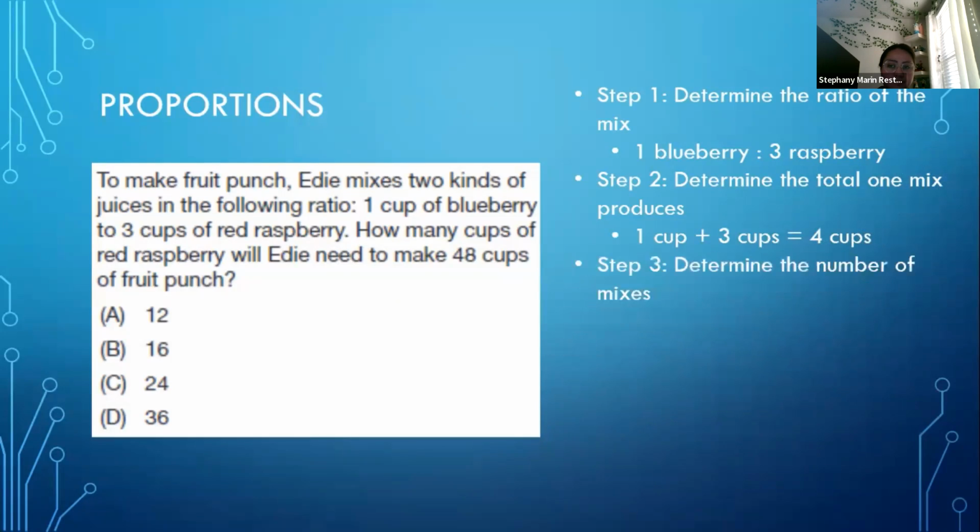Now we need to determine the number of mixes. So we want 48 cups of fruit punch, and we get 4 cups from 1 mix. So 48 divided by 4 equals 12.